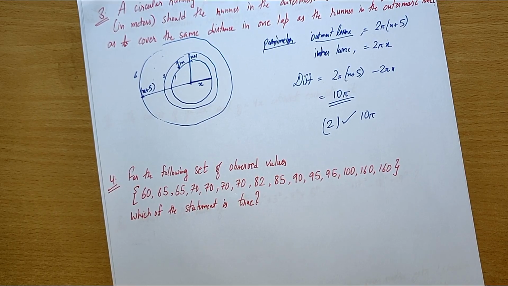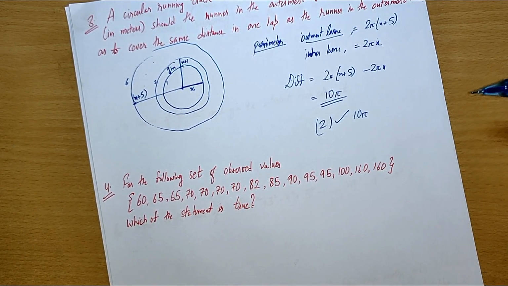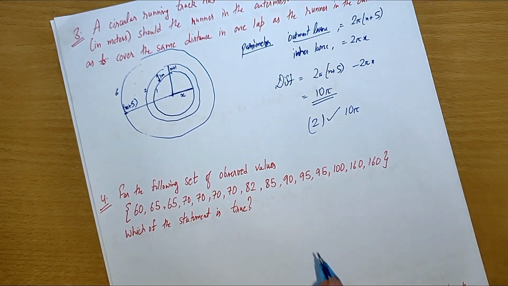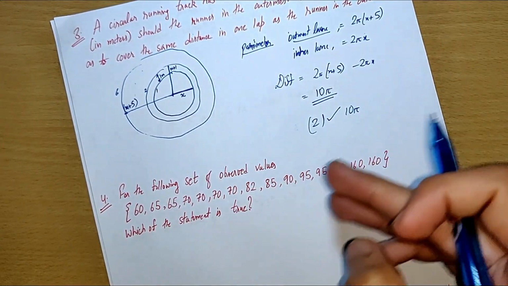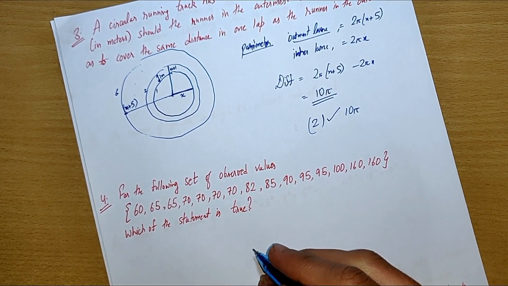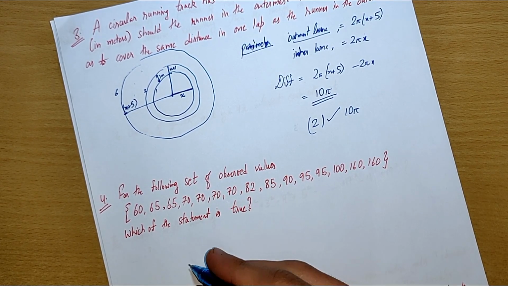Now this is a statistical question. The values are given in ascending order, so we don't have to arrange them first. If they are given randomly, then we have to first arrange them in ascending order. So it is already given, so we can calculate the mean, median and mode.